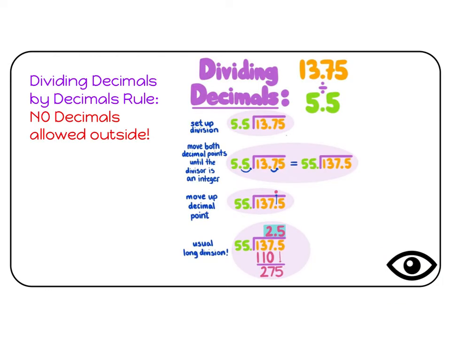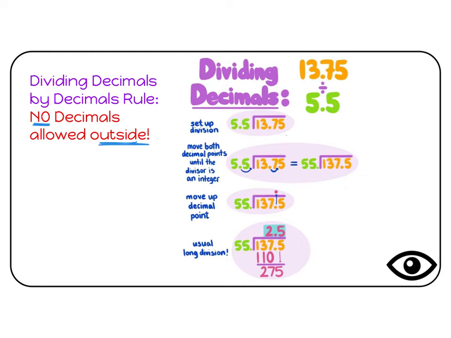All right, guys. Today we're going to divide decimals by decimals. That means that we have a decimal on the outside and a decimal on the inside. But there's one big rule. It's over here in red. We are not allowed to have any decimals outside. So there's a step we have to add.